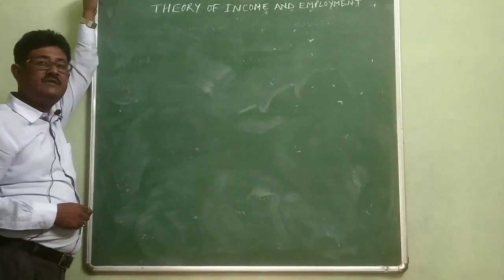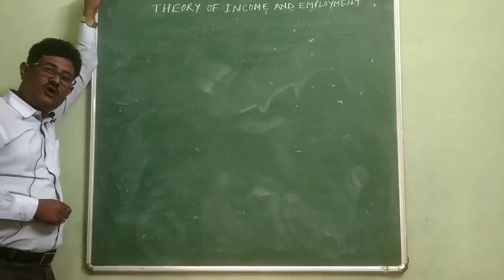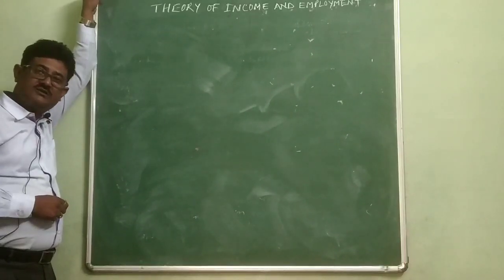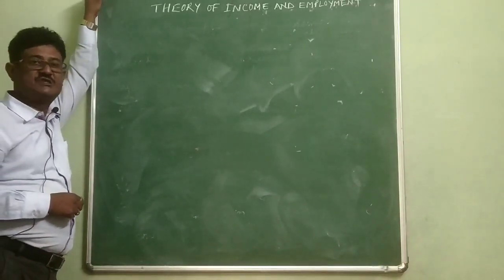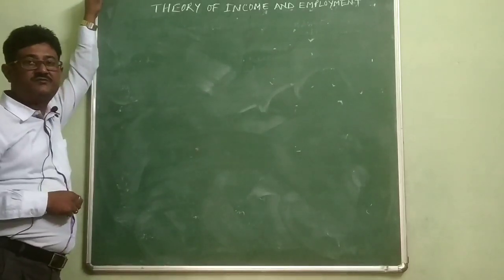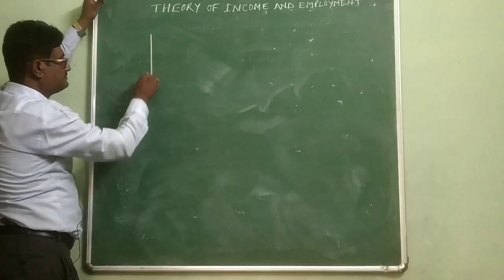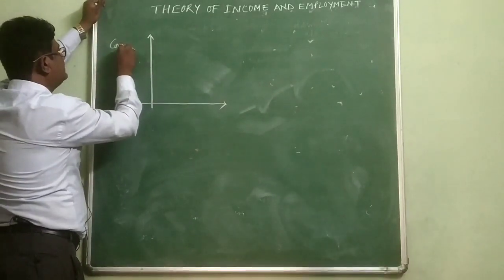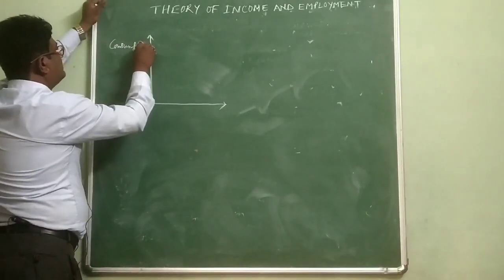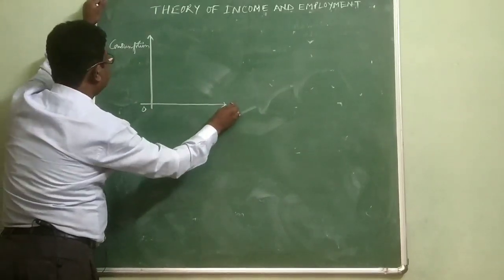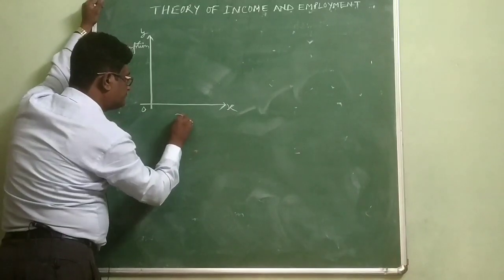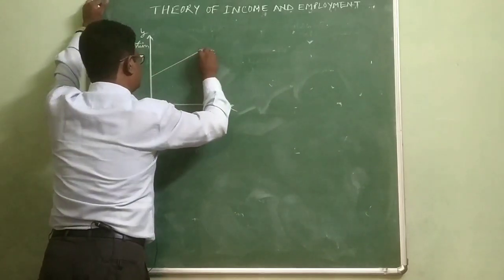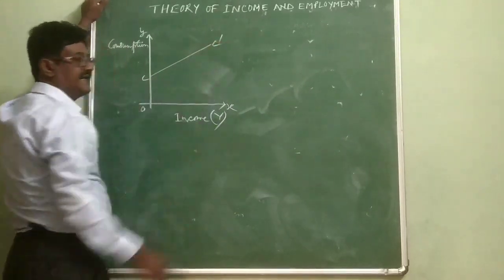Now the consumption curve will be linear when consumption is not zero at zero level of income, and as income increases, consumption also increases, and by the same proportion. In that case, the consumption curve will be linear, as shown in the given diagram. See, along the vertical axis we are measuring consumption expenditure, and along the x-axis we are measuring income denoted by Y. So the shape of the consumption curve is of this nature, C dash.